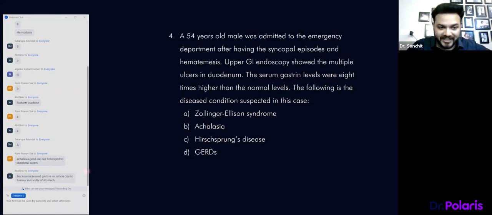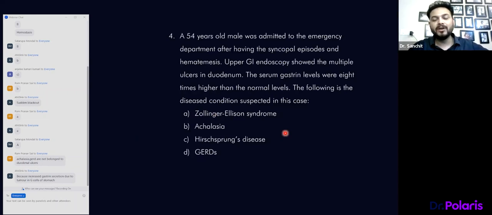Absolutely the right answer, Anisha. That is the right way. Okay, so Ram and Anisha both are right. So why is it Zollinger-Ellison syndrome? Zollinger-Ellison syndrome is a particular syndrome that usually presents with gastrinomas.